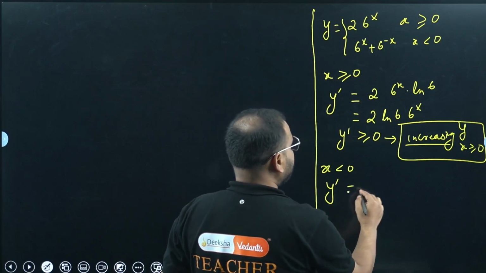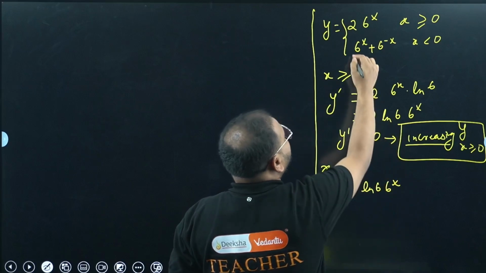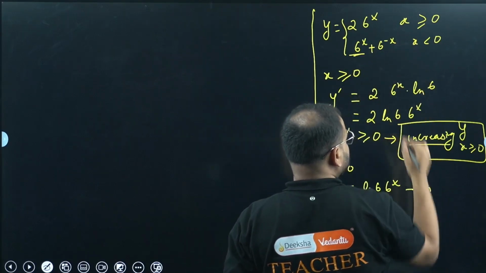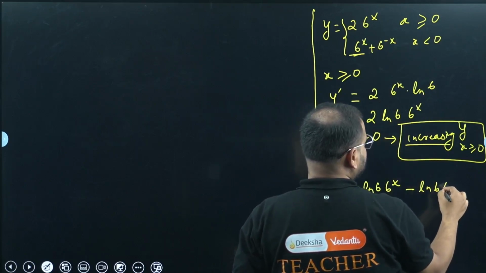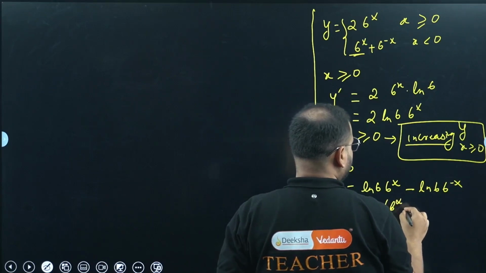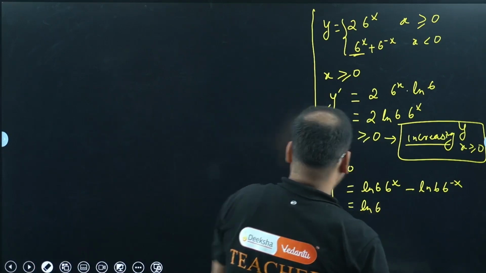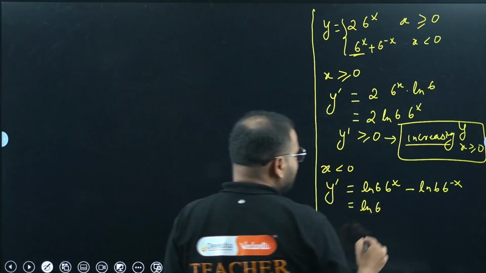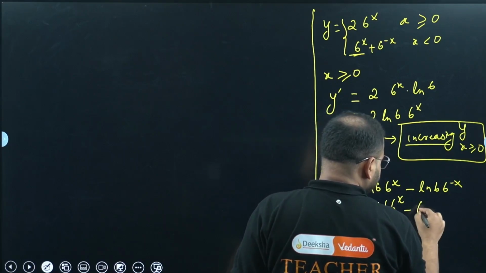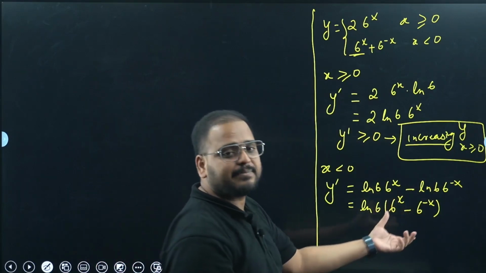So what will this be? ln 6 times 6^x for this part. What about the second part? There will be a minus sign because 6^(-x) is there: ln 6 times 6^(-x). Please take it common. Please cross check the differentiation. If I made a mistake, correct it. I'm trying not to make any mistake, but I'm also a human being. Sometimes a teacher can also make mistakes, right? Okay, chaliye. This is it: ln 6 times (6^x minus 6^(-x)).